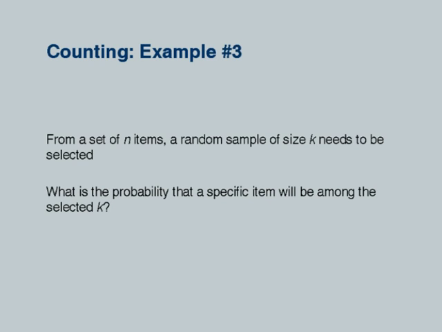From a set of n items, a random sample of size k needs to be selected. Now, you can see, when you say a random sample of size k, we basically consider that it is a sample space of equally likely outcomes. Now, the question is, what is the probability that a specific item, let us say A, will be a part of those k that you have sampled? And the answer is this.